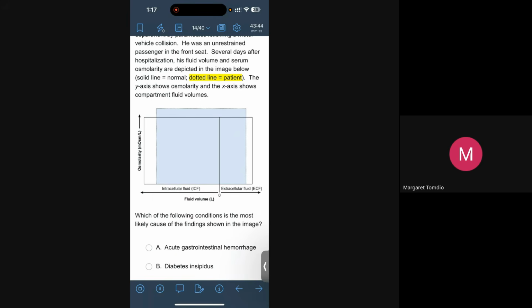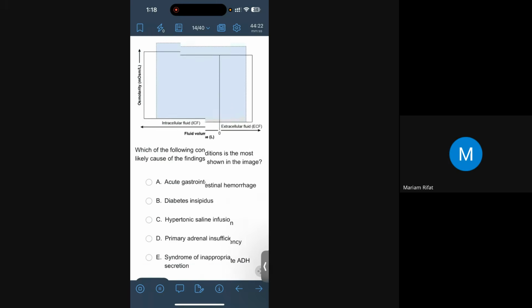Dotted line is the patient. The osmolarity in the extracellular fluid is increased or decreased? Increased. Osmolarity is increased in both compartments. Again, see, dotted line is patient, and solid line is the normal. Osmolarity is increased. The fluid volume is decreased in both of these.